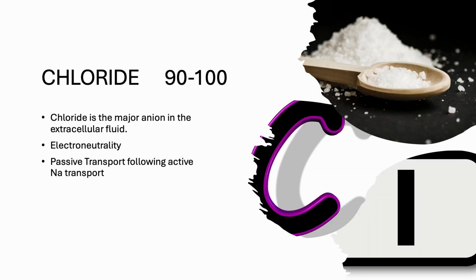Chloride normal values, in the Purple Book, are 98 to 106. For the purpose of better remembering these values, I'm going to remember chloride at a normal value of 90 to 100. Chloride is a major anion in the extracellular fluid. It provides electroneutrality in relation to sodium. Transport of chloride is passive and follows the active transport of sodium, so increases or decreases in chloride are proportional to the changes in sodium.